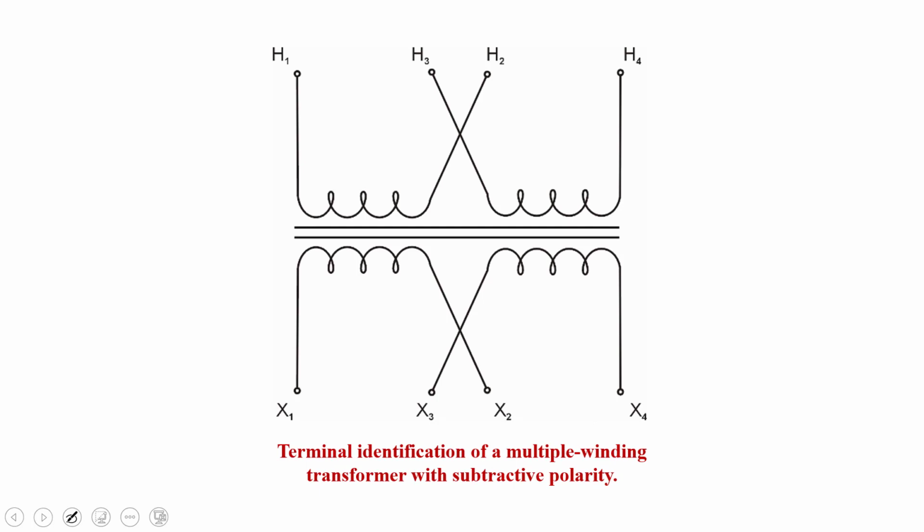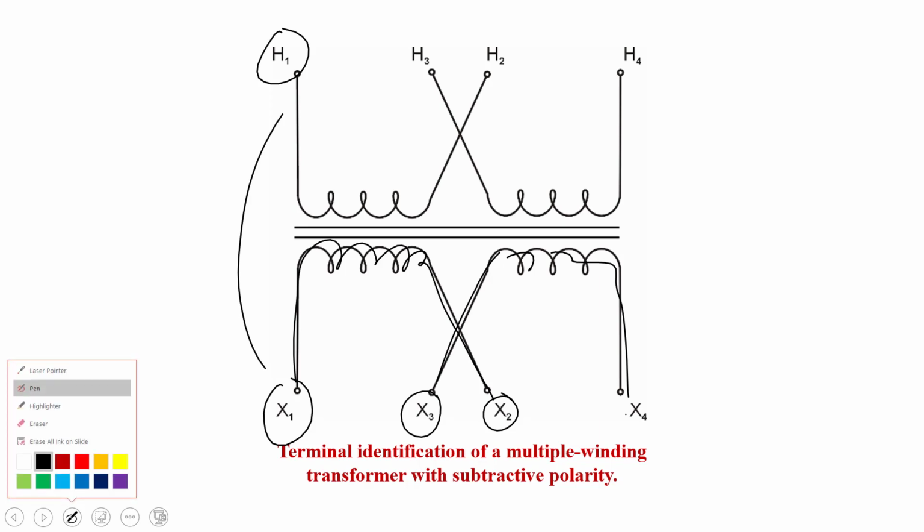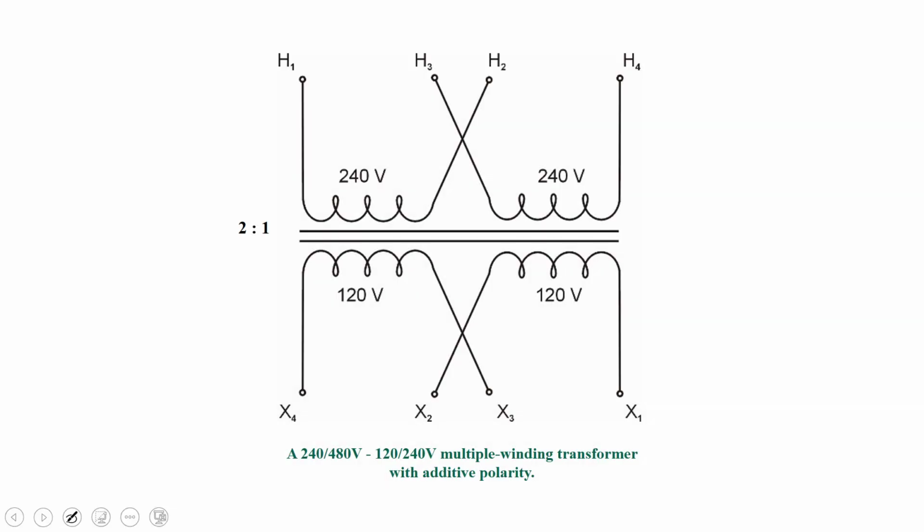Let's look at a subtractive multi-winding transformer. Notice the same deal, H1 top left, but now X1 is adjacent, and of course we would label accordingly. The other end of X1 is X2, and this is a subtractive transformer. X3 is the start of the second winding, and the end is X4. All right, so moving on.